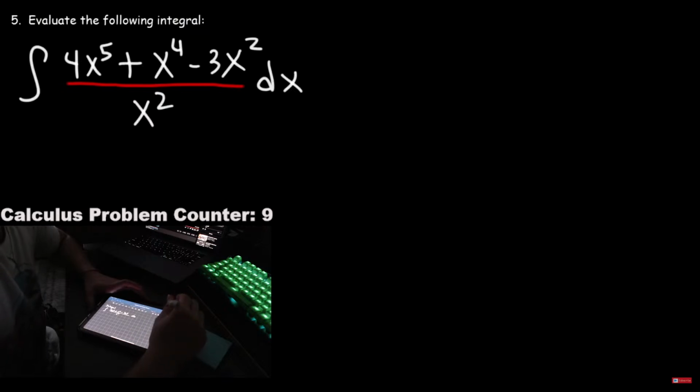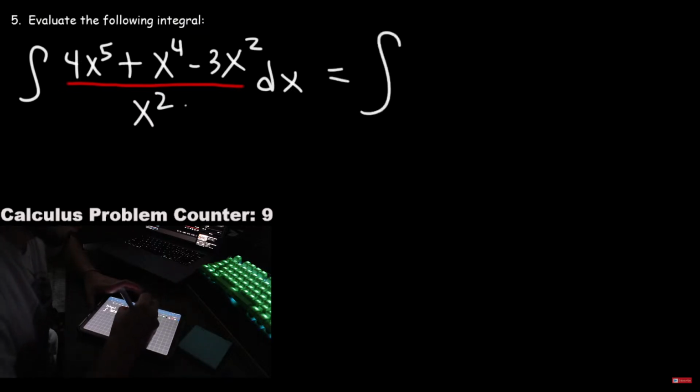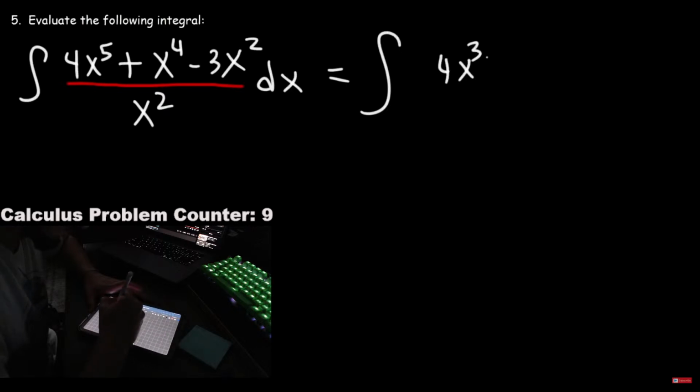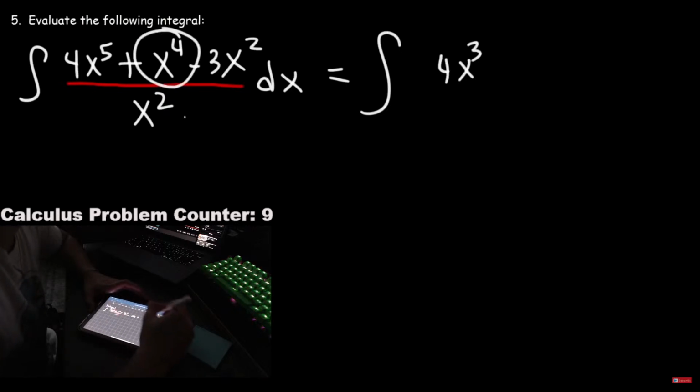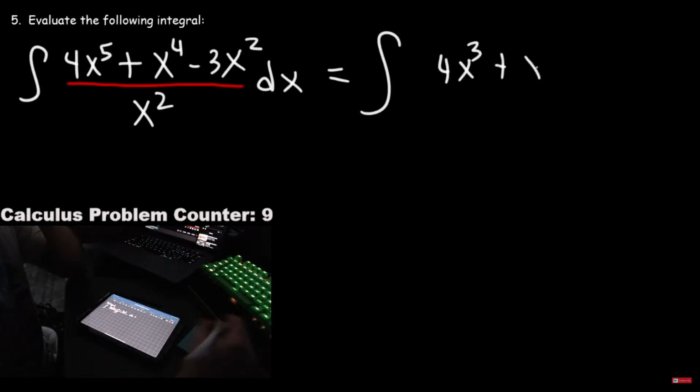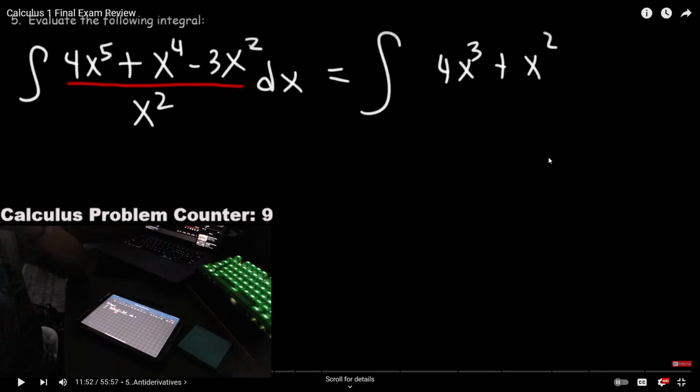What we need to do is simplify the expression first. So let's begin by dividing each term in the numerator of the fraction by x squared. So x to the 5th divided by x squared is going to be x cubed times 4, because 5 minus 2 is 3. Now, x to the 4th divided by x squared is x squared, because 4 minus 2 is 2.